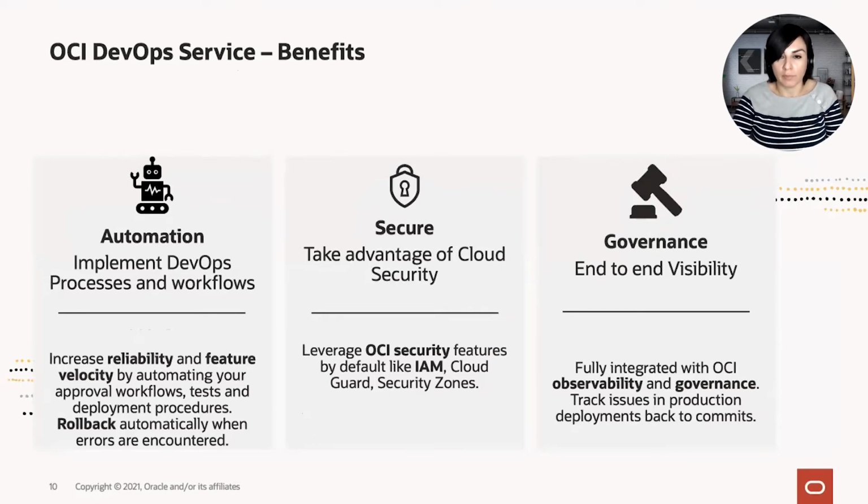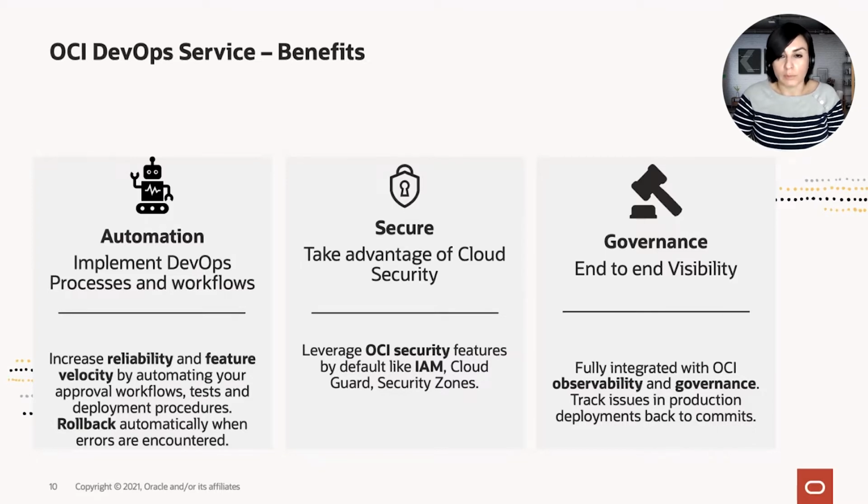So why should you use the DevOps service? These are a few of the benefits. One is automation. We support continuous delivery without having to do much work besides the initial setup. Using DevOps to deploy to OCI from within OCI is secure by default. So, security: we take advantage of our already built-in OCI security. We have Cloud Guard, IAM, and security zones, all of which can be used with our deployment pipelines.